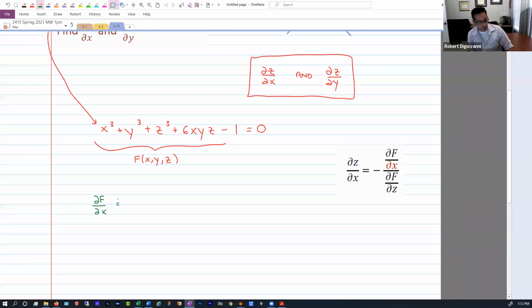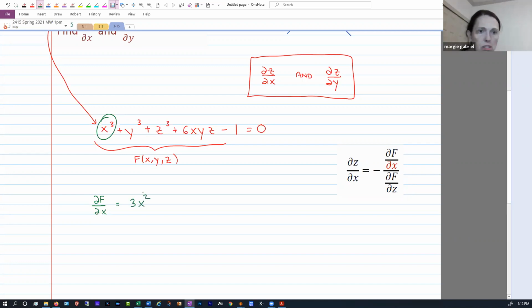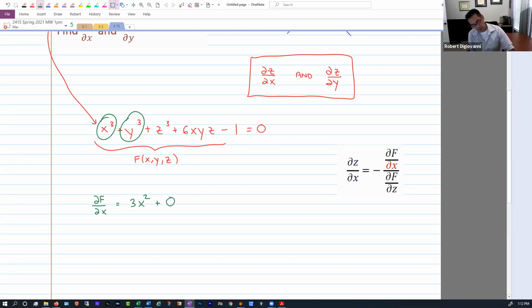Okay, so when we take the derivative of this, we're just going to do it term by term, right? The derivative of x cubed with respect to x would just be 3x squared, right? And now we take the derivative of y cubed, but we're treating y like a constant. So what do we get here? It just goes away. Okay, so it's just 0. So I'll say plus 0. Plus, okay, next one.